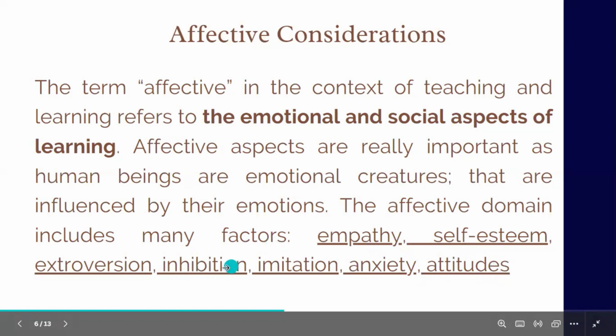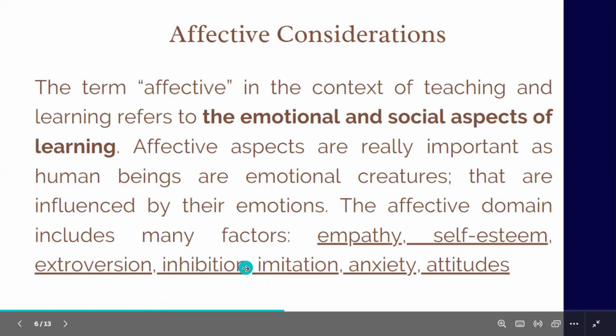Okay, and then the example of extroversion, the same as self-esteem also. A student might be quite shy at first, but then the more experience they get, the more confident they will be. And then inhibition is referring to the ability of someone to regulate themselves. So it's kind of like self-regulation.